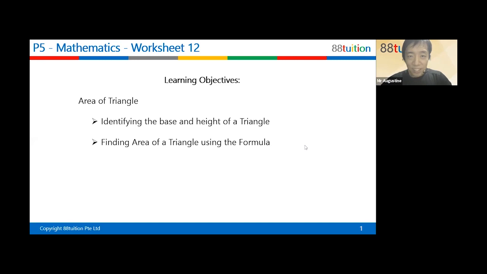All right, the lesson objectives today will be on area of triangles, identifying the base and height, and of course, finding the area of a triangle using the area of triangle formula.